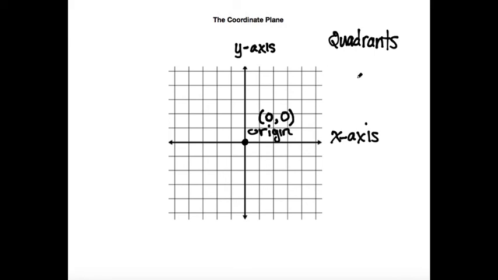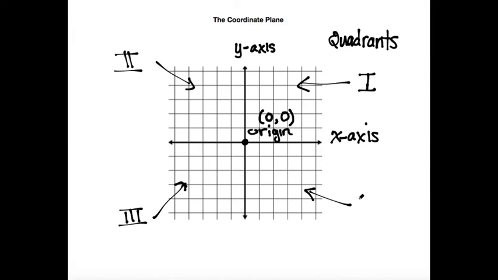This first region right here is quadrant 1, and they're numbered counterclockwise. So over here we have quadrant 2. Down here in the left-hand corner we have quadrant 3, and then over here in the right-hand corner we have quadrant 4. So the x and y axis break up the grid into 4 quadrants.